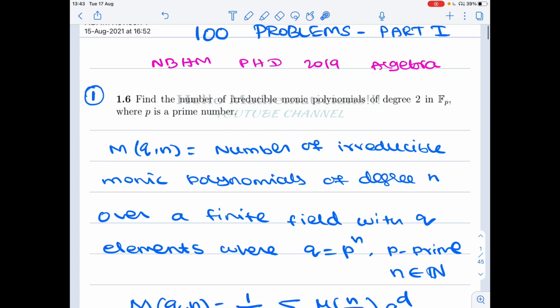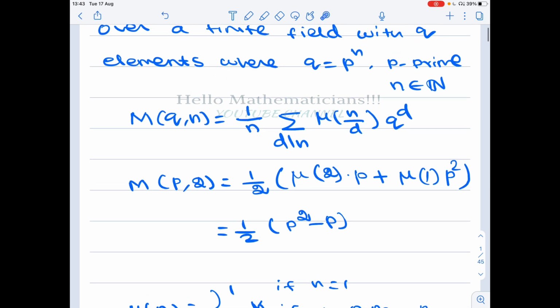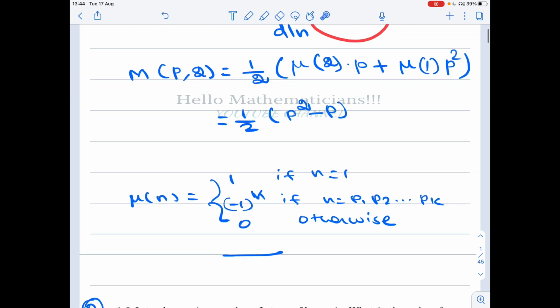So in our problem, q equal to p power 1, so basically q equal to p. Let's see what the Mobius function is. The Mobius function is a function from natural numbers to, you can say, real numbers. When n equal to 1, the value is 1, mu of 1 equal to 1. If n is a square free number, that means a product of distinct primes, with k distinct prime factors and no prime factor occurring twice, then mu of n will be (minus 1) power k, and 0 otherwise.